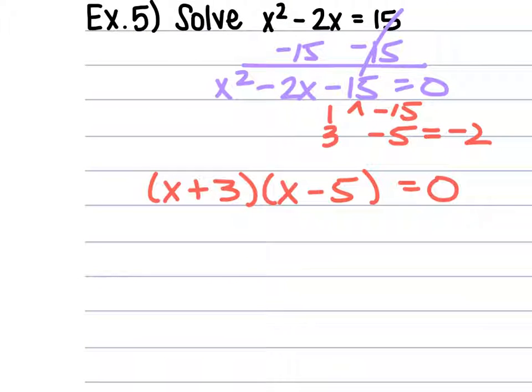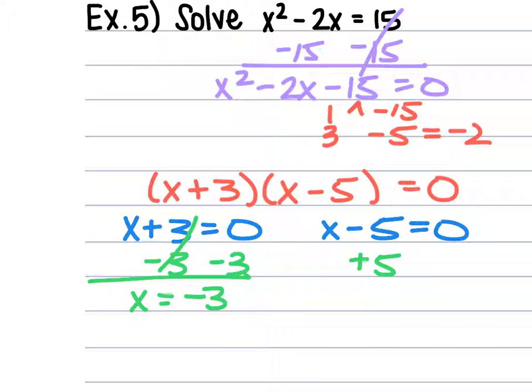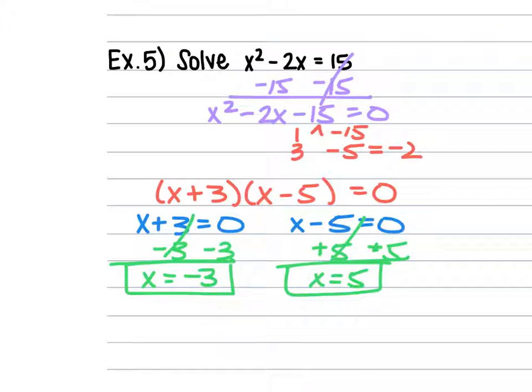Set each set of parentheses equal to 0, so x plus 3 is equal to 0. x minus 5 is equal to 0. Now solve for x. Subtract the 3. You get x is equal to negative 3. Add the 5. You get x is equal to positive 5. So x is equal to negative 3. x is equal to 5.